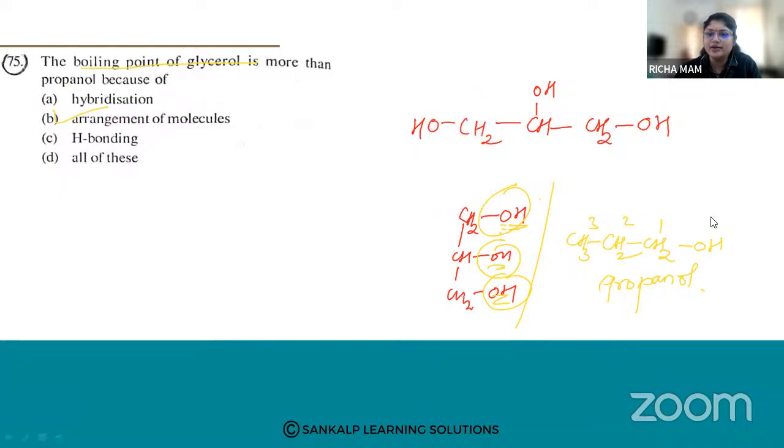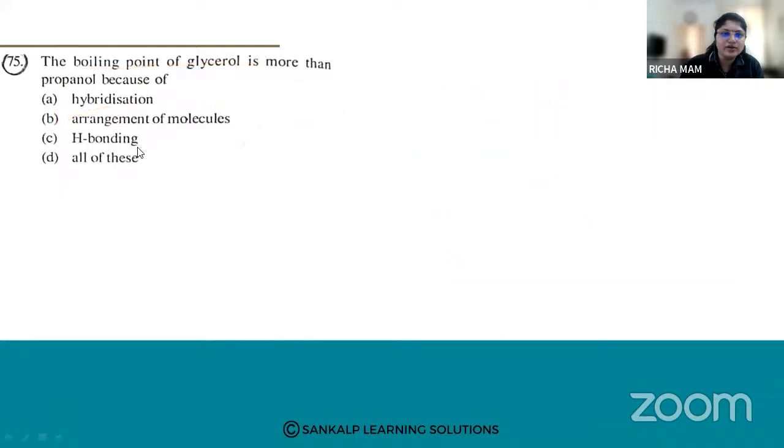The boiling point of glycerol is more than propanol because of.